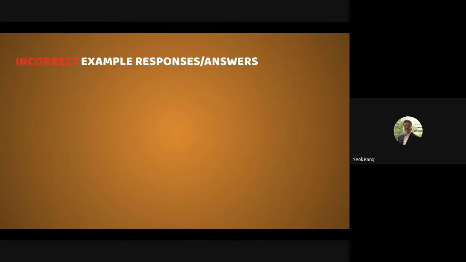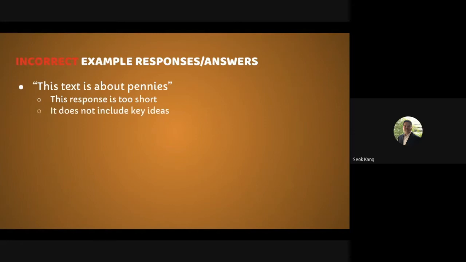So, some incorrect examples of summaries about this text. Number one, this text is about pennies. Hopefully y'all see what's wrong with this one. It's too short. Yes, they had the main idea. This text is about pennies, but what about the pennies? What's so important about it, right? It doesn't include any of the key ideas like the dates or the names of the pennies, right? It doesn't include any of that.